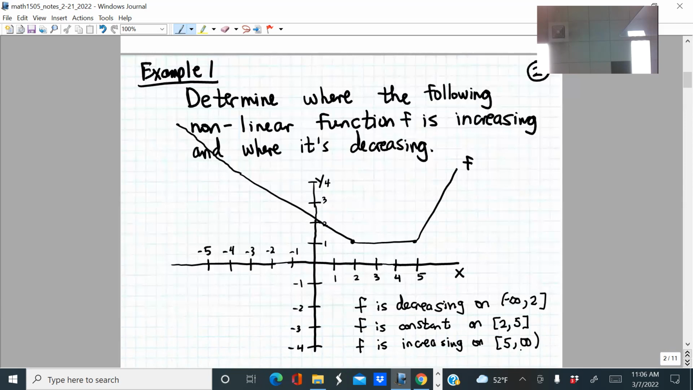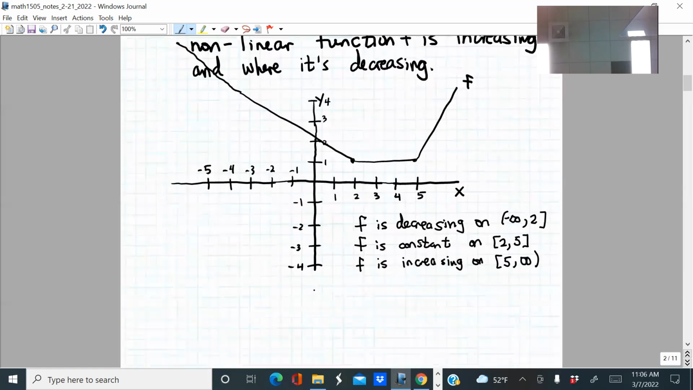These points now here are not turning points, okay? They certainly are important points on this curve, but they're technically not turning points. A turning point is only where a curve switches from increasing to decreasing or vice versa, okay? So it's got to switch from increasing to decreasing. So these 2 points at 2 and 1 and 5 and 1 do not count as turning points.